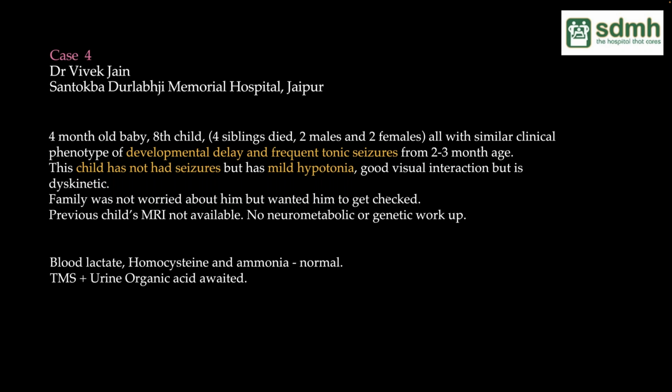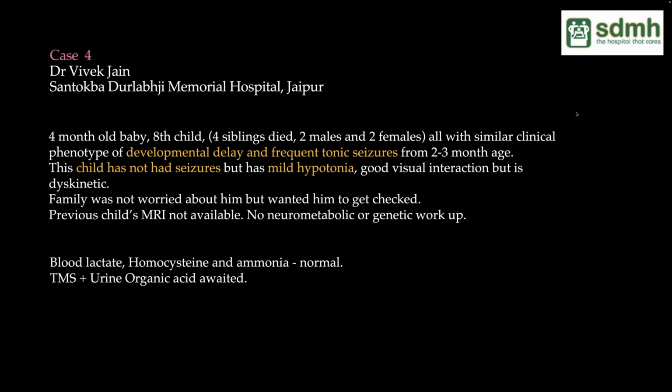He hasn't had any history. This history is of all four siblings, with the same phenomenology. They have developmental delay, frequent tonic seizures from 2 to 3 months of age, and unfortunately they die by not more than 8 months of age. This child, they just brought for a checkup, at 4 months old, because we have had this bad history, and they just want him to get checked out.